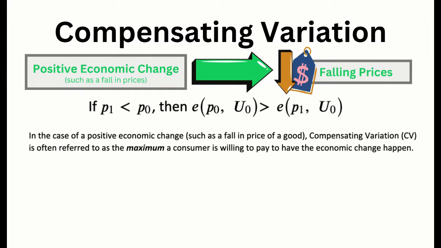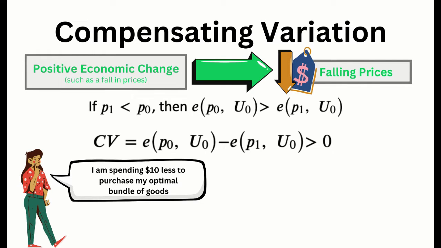When there is a positive economic change, such as the fall in prices, we see the expenditure required to reach the initial utility level, U0, is less than the initial expenditure required to reach the same level of utility. So in this situation, the compensating variation could be referred to as the amount of money a consumer would be willing to pay or give up to make this positive economic change happen.